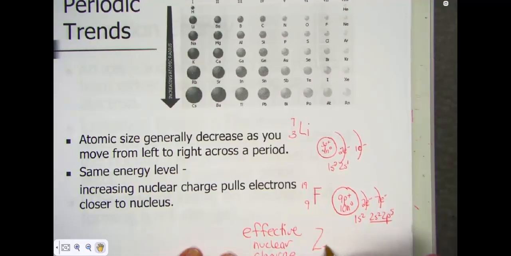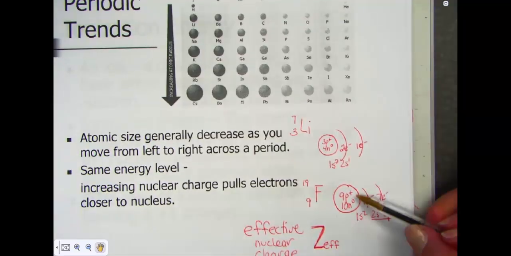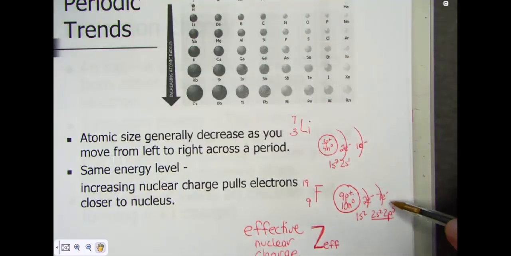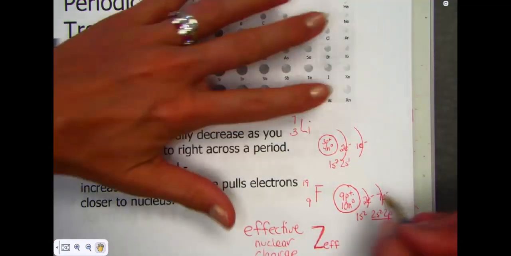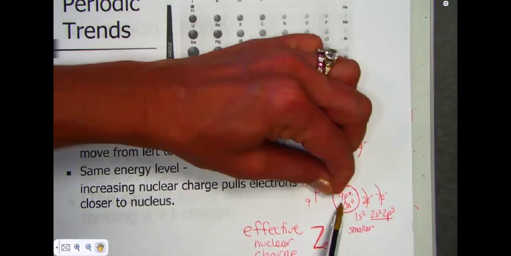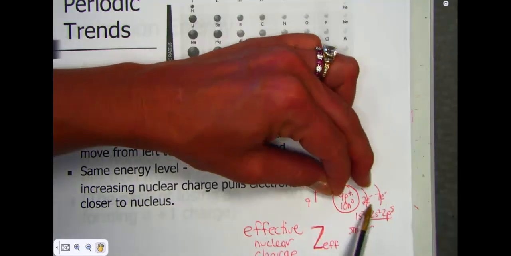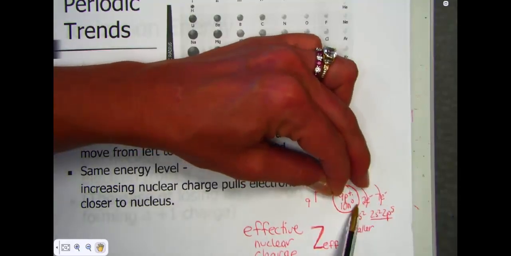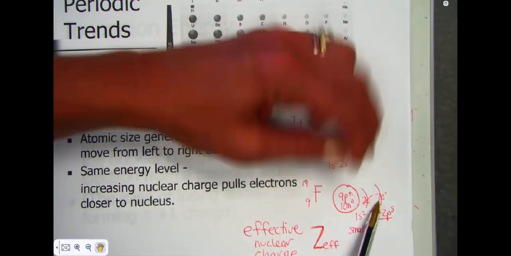Our text uses a symbol, Zeff, the effective nuclear charge. 9 positive protons, 9 negative electrons. The more electrostatic attraction, the more those opposite charges attract each other, the smaller the atom becomes. 9 positives can pull in that second energy level closer and closer and closer to the nucleus. The more positive particles I pack in, the same energy level.